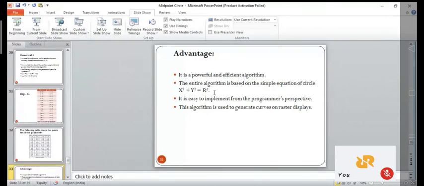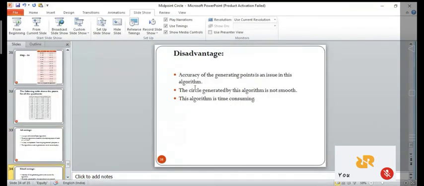Then it is easy to implement from the programmer's perspective. If you want to implement it, programming of this code is quite easy. You can implement it using C, C++, Java, so in any programming language that you use, the implementation is going to be easier. Then this algorithm is used to generate curves on raster displays. So you can display any type of curve on raster displays. What are raster displays? Displays which are made up of pixels.